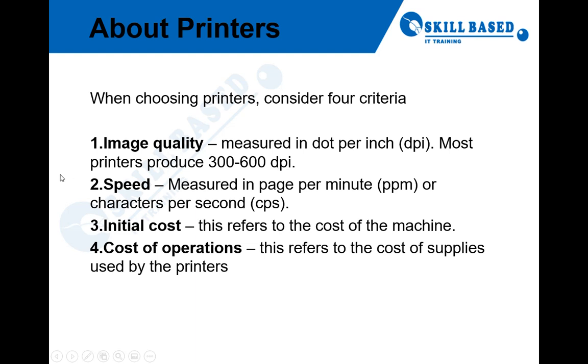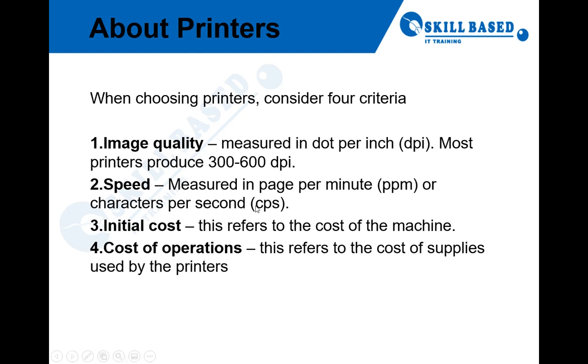Secondly is the speed. Speed is usually measured in pages per minute, characters per second, or lines per minute. PPM stands for pages per minute, meaning within 1 minute, how many pages can be printed out from the printer. Pages per minute is considered the highest speed measurement on printers.